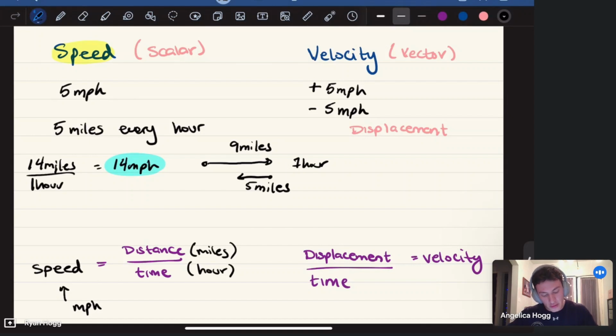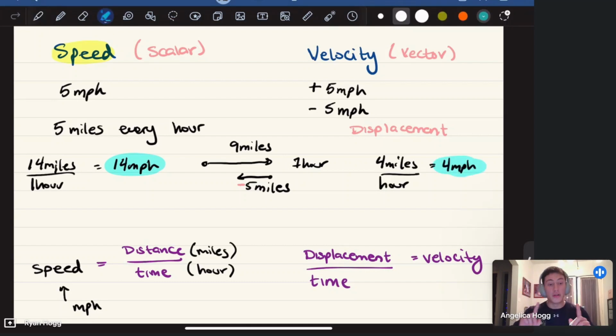But if you look at his displacement, we would say that displacement was only 4 miles covered in that hour, because you went 9 miles positive and then he went 5 miles negative. So we get 4 miles per hour as our velocity. Again, it's the same example, same person running in both cases. He's running this way, then he's running back. But the two ways to measure that movement are your speed or your velocity.